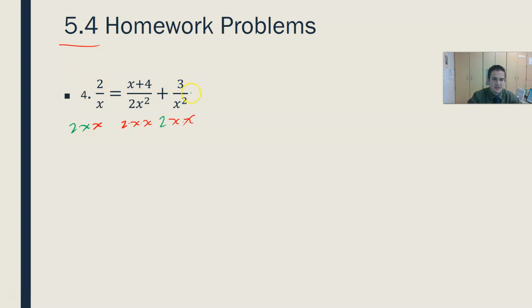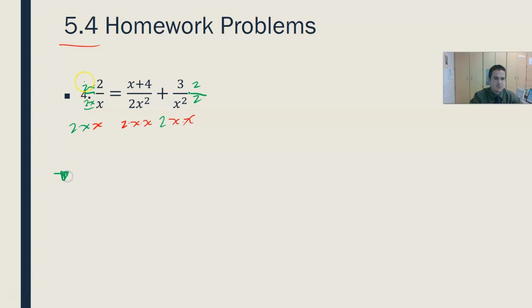In the top and the bottom of this fraction, I'm going to multiply by 2 over 2. I need 2 in the bottom, so if I multiply by 2 in the bottom, I have to multiply by 2 in the top. On this fraction, I'm going to multiply by 2x on the top and the bottom, because I needed 2x in the bottom, so if I multiply by 2x on the bottom, I have to multiply by 2x on the top.